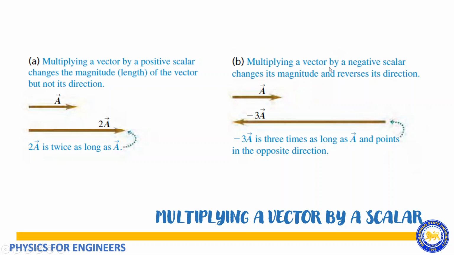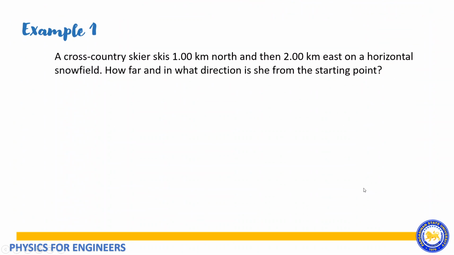Pag minultiply mo naman siya sa negative scalar, dapat babaguhin mo yung direction. Kasi, di ba kanina nasabi ko, kapag negative of the vector is opposite direction. So, i-opposite direction mo to, and then i-times mo siya dun sa scalar. So, negative 3. So, magiging 3 times the magnitude plus opposite direction. Okay, so ganun siya sa multiplying a vector by scalar. So, let's proceed to example number 1.